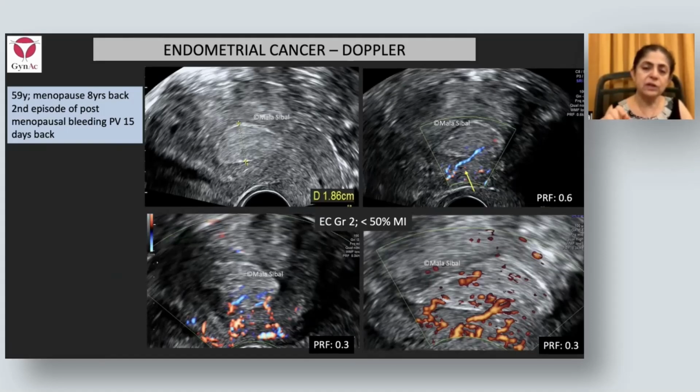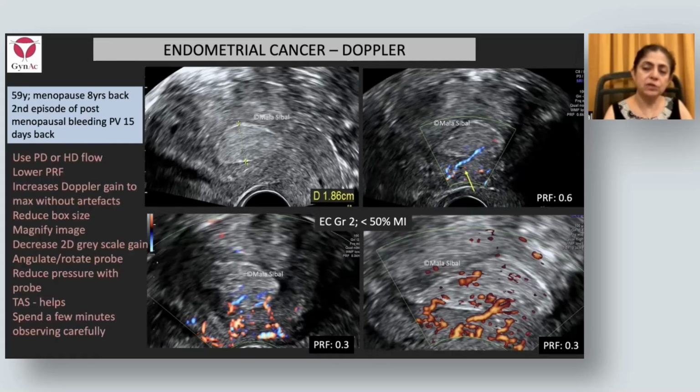So when we are evaluating the endometrium with Doppler, it's very important to remember that instead of color Doppler, it's better to use HD flow or power Doppler, because these will help us pick up low velocity flow in small vessels that may be missed with color Doppler. Our Doppler gain should be maximum. We may need to lower our PRF. We can reduce our box size to include just the endometrium and the adjoining myometrium.